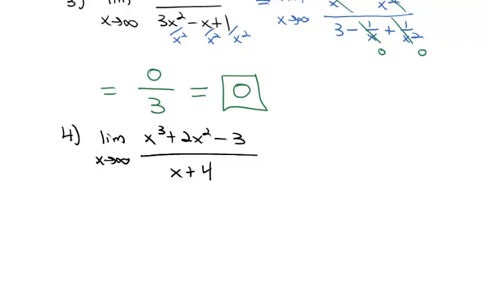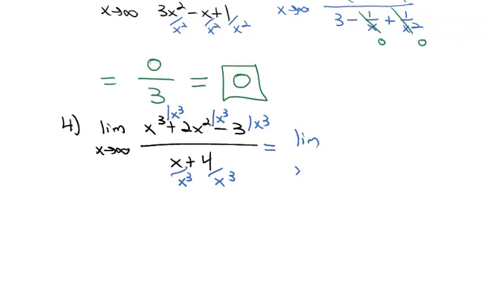We're going to divide each term by the highest exponent, and that would be x cubed. So we'll divide each term by x cubed. When we do that and reduce, we have the limit as x goes to infinity. x cubed over x cubed, that's 1.